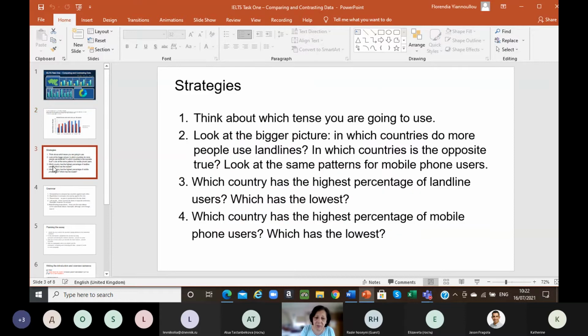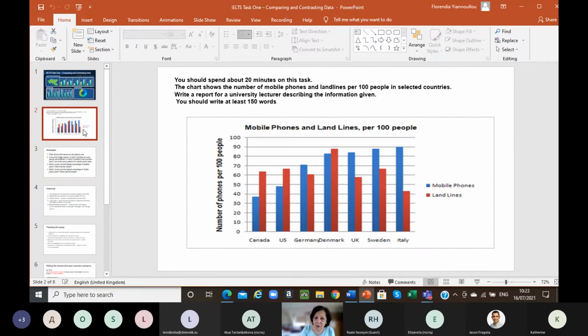And these are the types of sentences that they like you to use in the exam. So remember the strategy. Think about the tense you're going to use. 1, it's very important. 2, look at the bigger picture so you get an overview, a general view of what that chart is showing you. And remember, you only have 20 minutes in the exam, so you need to look at it, get a good idea, and then move on to writing your essay. When you are looking at the overview, look at which countries have the highest, which are the lowest. You've got 2 categories there, and you've got 7 countries. So that's all got to be mentioned.